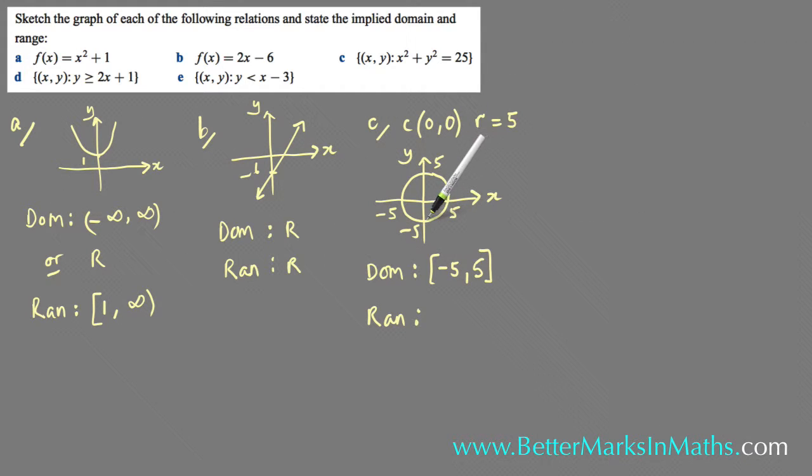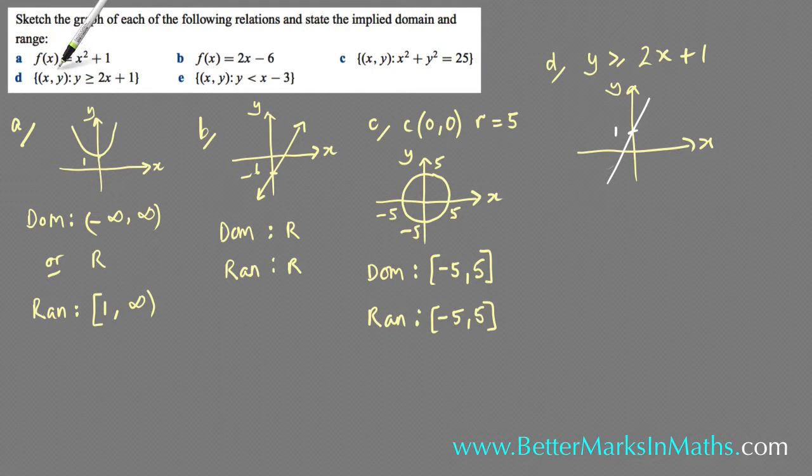So if you were to trace out the graph, the y values would be anywhere between -5 and 5, and the x values would also be anywhere from -5 to 5. So that's the domain and range for that one. And square brackets again, because as I mentioned, the x-intercepts and y-intercepts are included, and all the values in between -5 and 5.